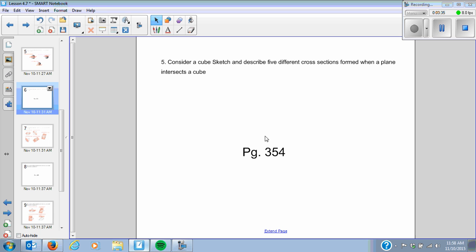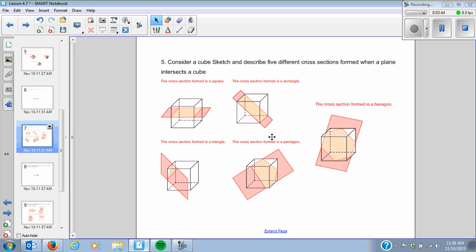All right, we're on page 354. Consider a cube, sketch, and describe 5 different cross sections. So here we go. This one's going to take a little bit of time. Some of these are very simple. If I just do a cross section straight across, you can see the square that is being formed right there because it's just going to be just like the bases. It's parallel to the base, so it's going to be identical to what the base is.